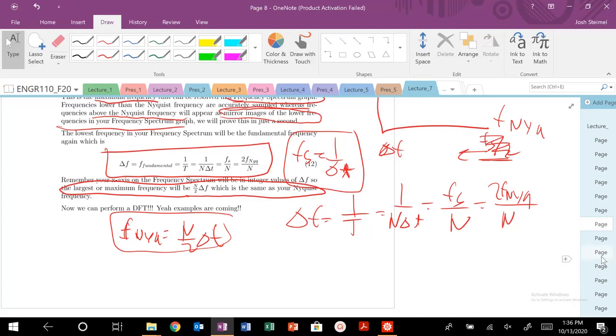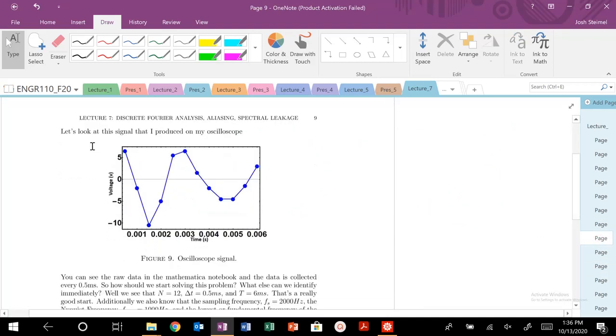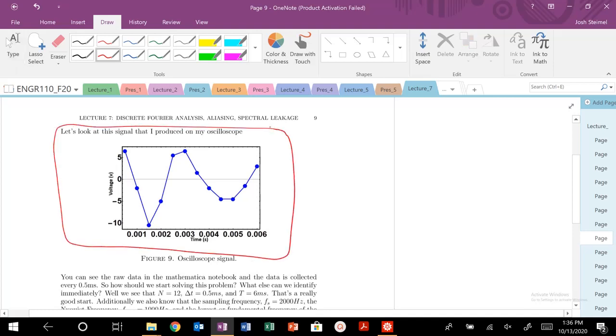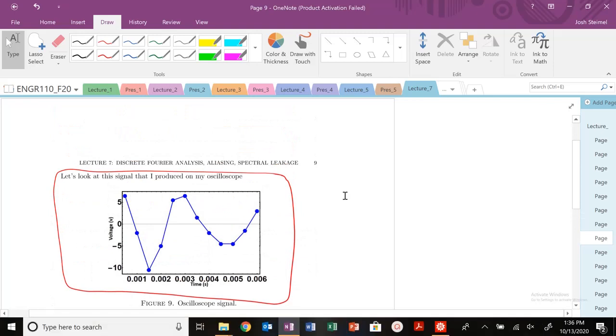So next time we are going to work with an example, and here's our signal that we're going to produce on our oscilloscope. We are going to look at this next time and solve a discrete Fourier transform. Exciting, first discrete Fourier transform.